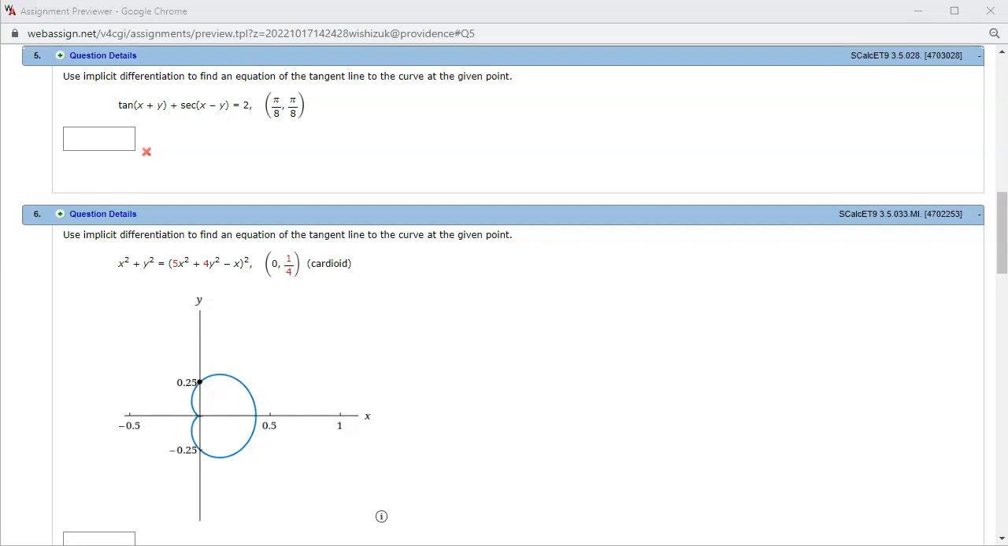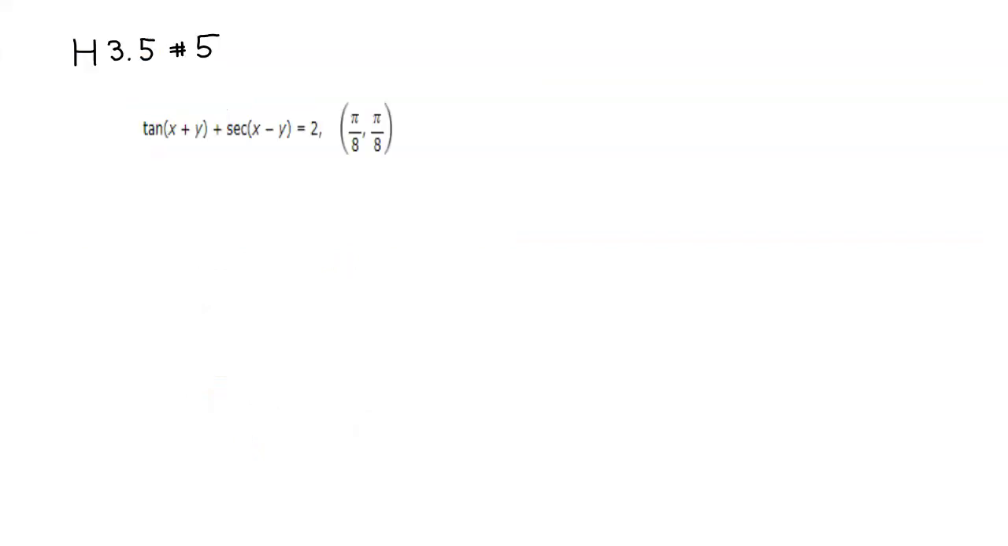All right, let's look at homework 3.5, problem number 5. Let's find an equation of the tangent line to the curve at pi over 8, comma, pi over 8. So we know the x1 value. x1 is going to be pi over 8, and y1 is going to be pi over 8. So all we need is the slope, right?